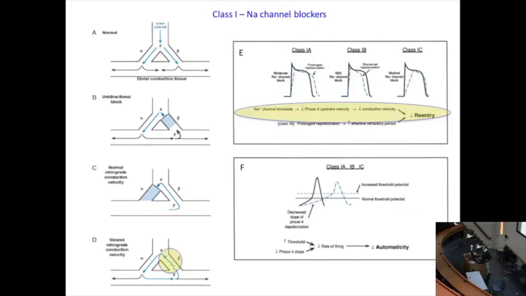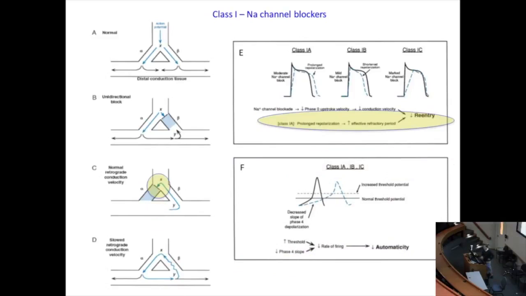So, decrease phase 0 upstroke, decrease reentry, and here's your AV nodal effect right here, the effect on phase 4 in all tissues that have automaticity because of the blockage of a pacemaker channel.